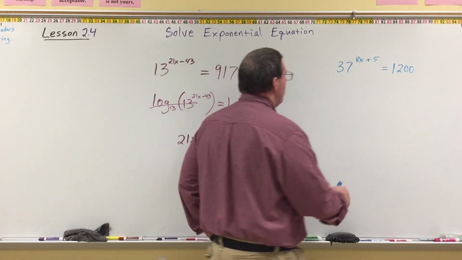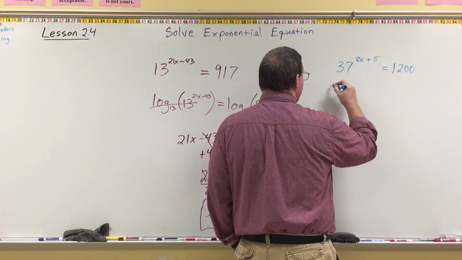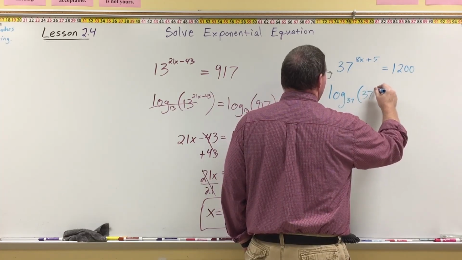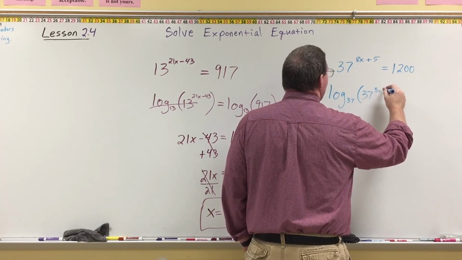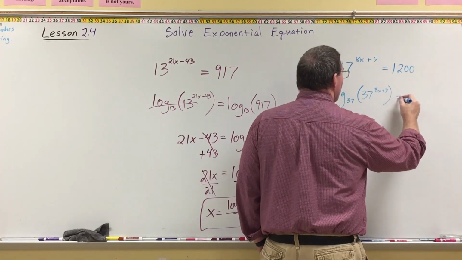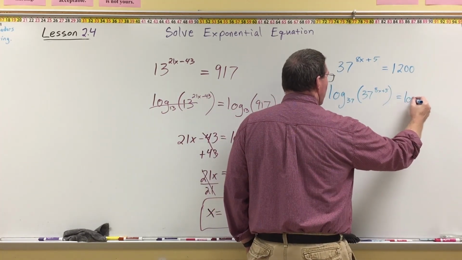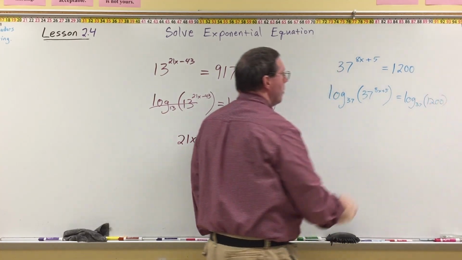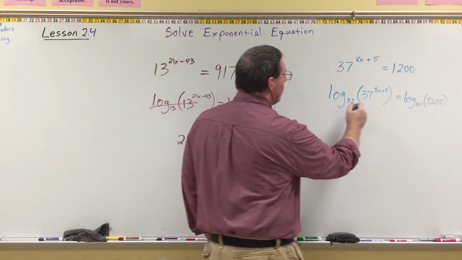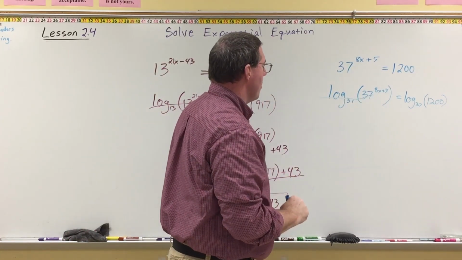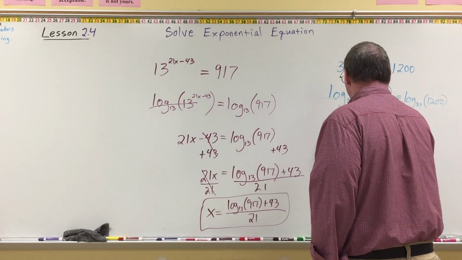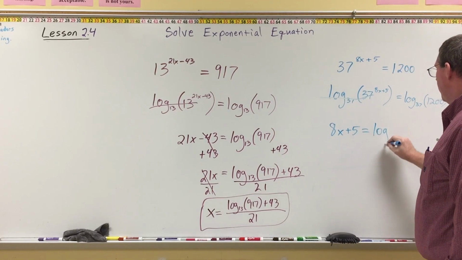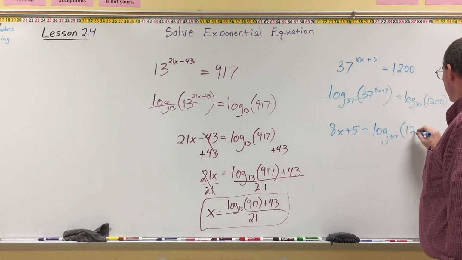All right, so we know that we want to cancel the exponential base of 37, so we're going to do log base 37 of 37 to the power of 8x plus 5 equals, and again, we need log base 37 of 1200, okay? There we go. And so over here on the left side, we're going to cancel the log base 37 of 37, and all we're going to have left is 8x plus 5 equals log base 37 of 1200.